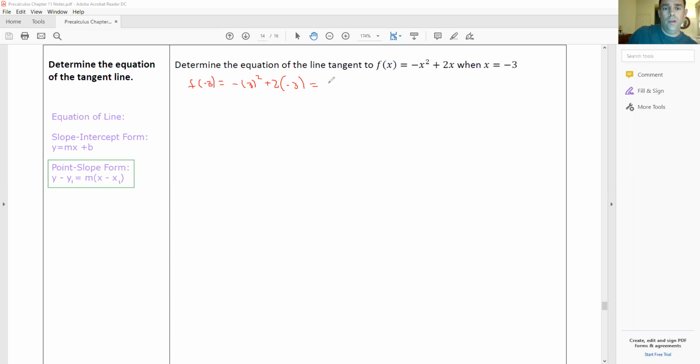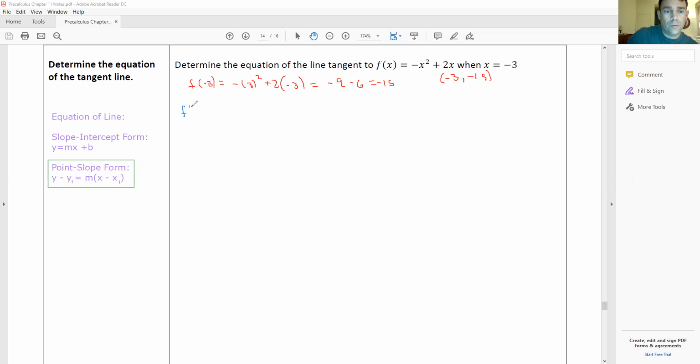And I end up with negative 9 minus 6 equals negative 15. So that means the point on this graph that I'm looking at here is the point (-3, -15). So now what I have to do to write the equation of my tangent line is figure out the slope that goes with it. And that's where my derivative comes into play.